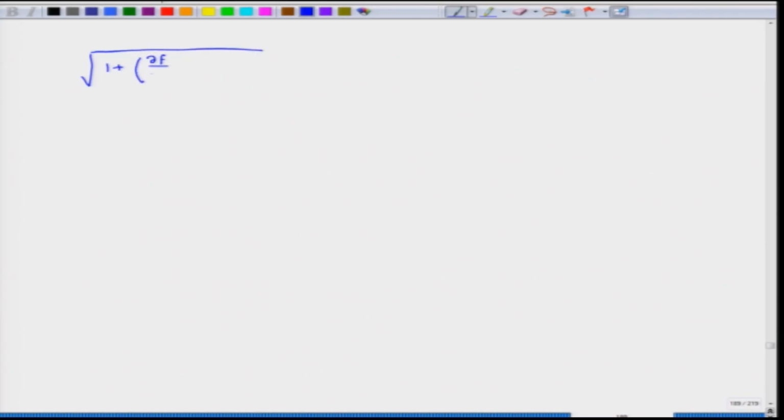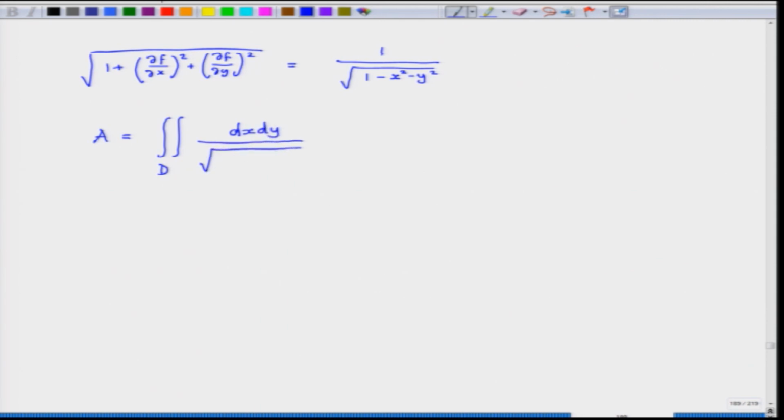Del f del x whole square plus del f del y whole square, what does it give me? So, this will give us 1 by root over 1 minus x square minus y square. So, this area A can now be written as the integral of dx dy by root over 1 minus x square minus y square.